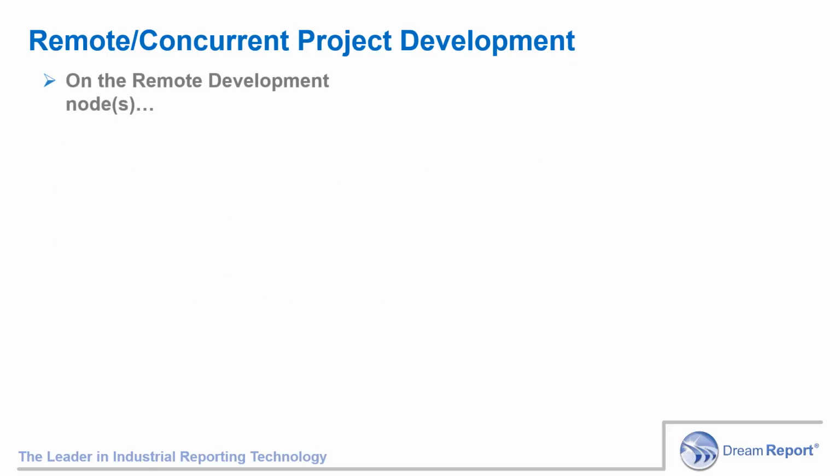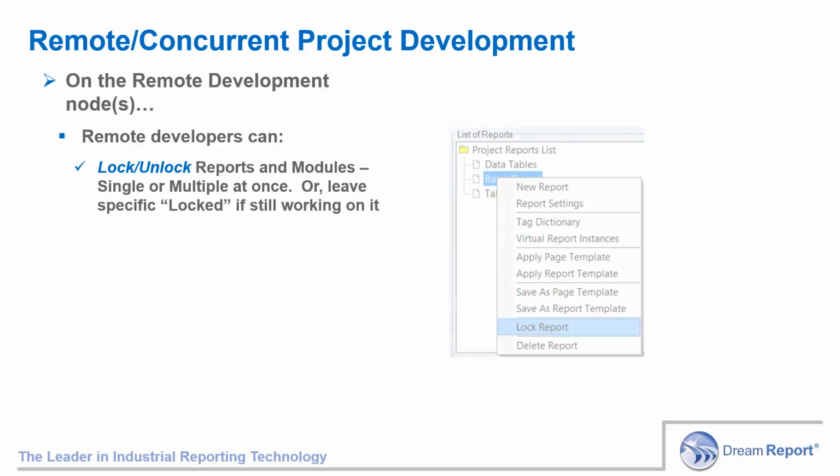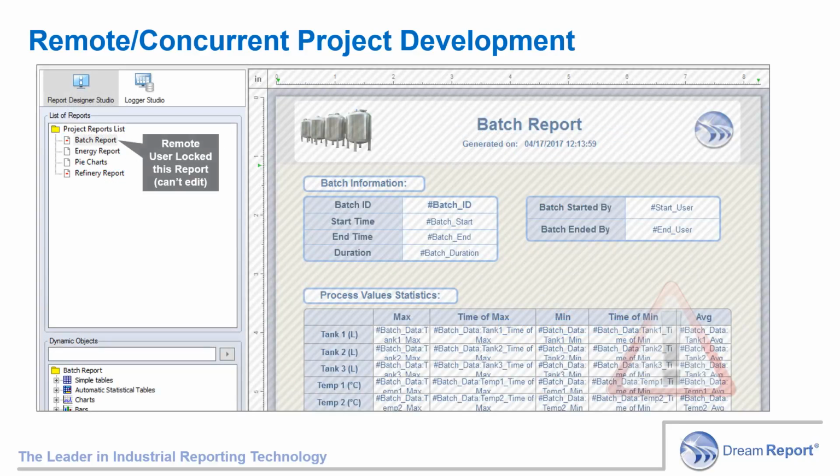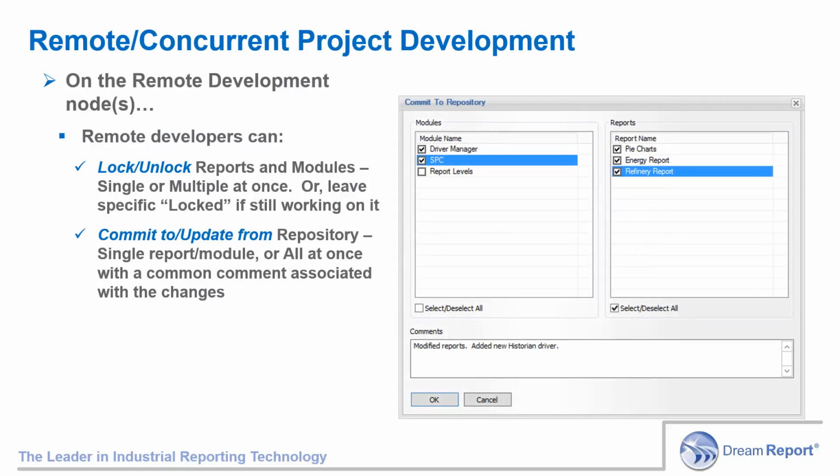At this point, remote developers can lock one or more project modules and/or reports to work on, to prevent any other users editing those same reports, and then unlock them when done or leave locked if necessary. Note here that a red dot on the report indicates that the report is locked by another user, and the report appears grayed out for editing. Once the user is ready to commit their changes to the main project repository, they can do so at the individual module or report level or all at once. A comment will be required when committing, which will be associated with the version control.